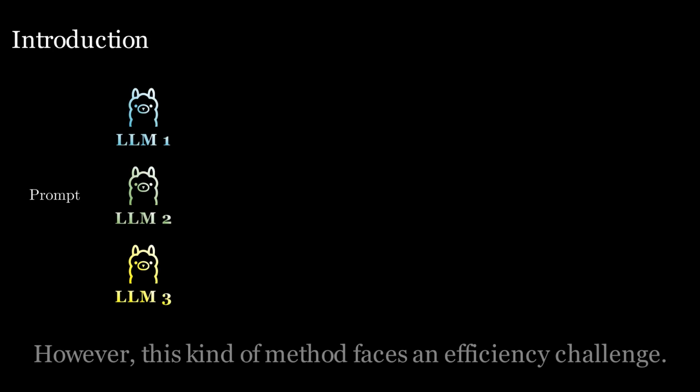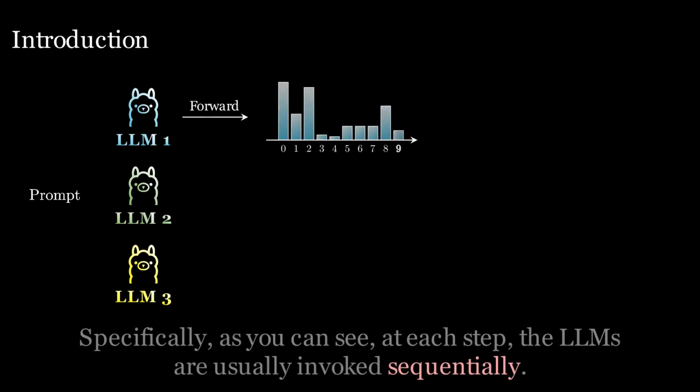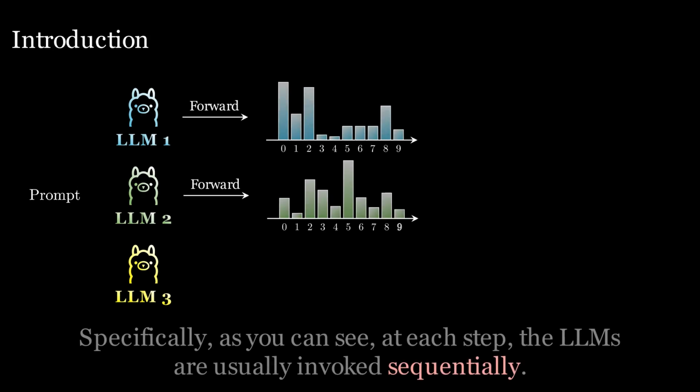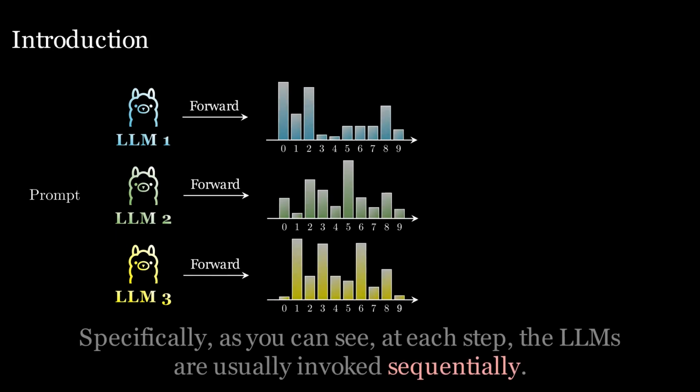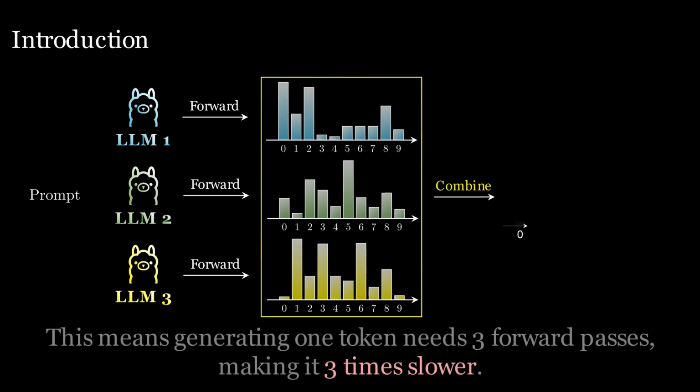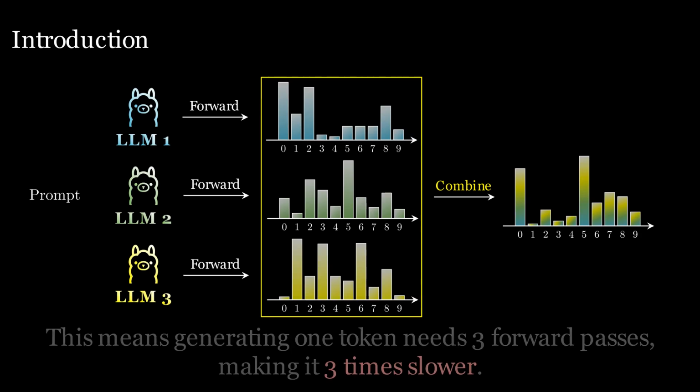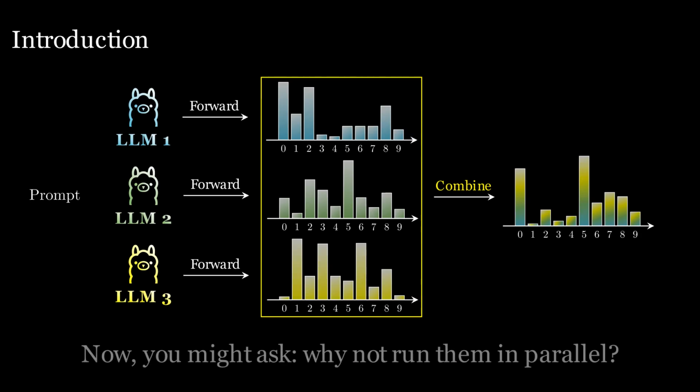However, this kind of method faces an efficiency challenge. Specifically, as you can see, at each step, the LLMs are usually invoked sequentially. This means generating one token needs 3 forward passes, making it 3 times slower. Now you might ask, why not run them in parallel?